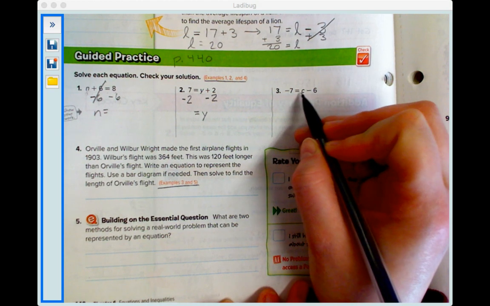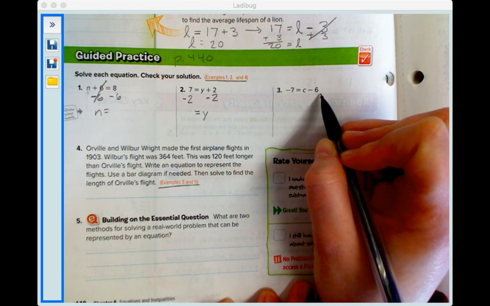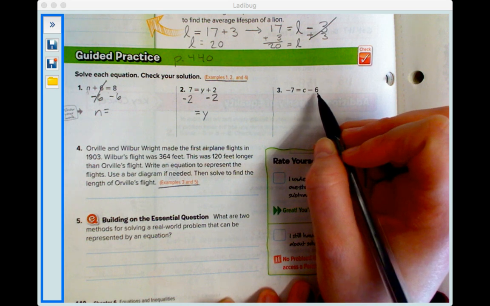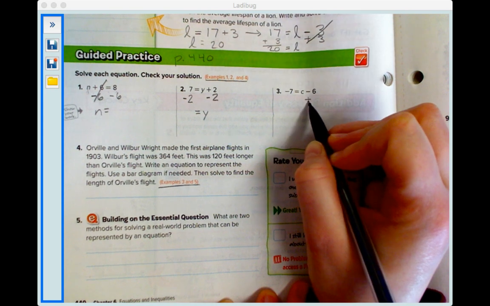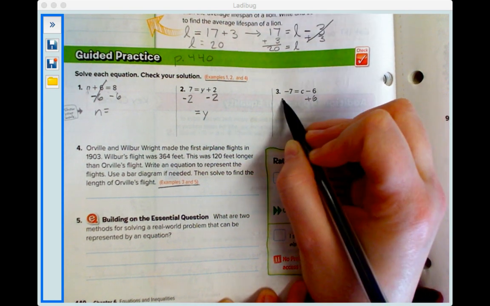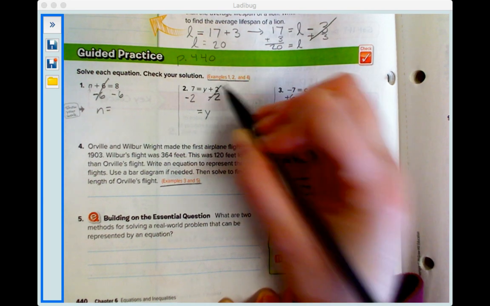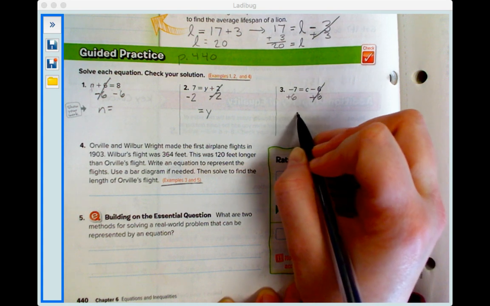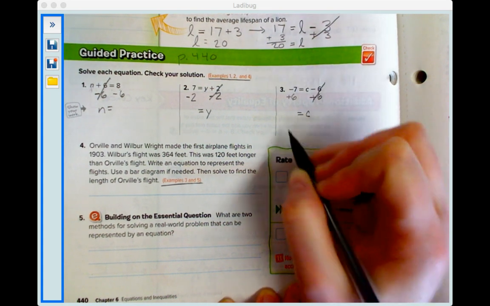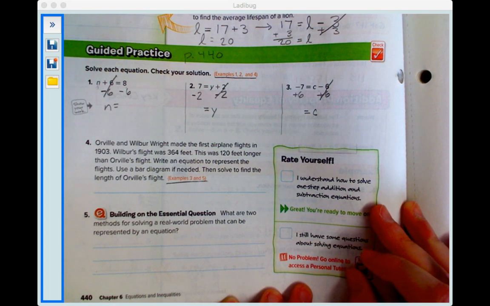Negative 7 equals c minus 6. This is a subtraction problem, so you must do the opposite to get rid of it. Minus 6, so you're going to plus 6 to both sides. You're going to cross them out. Negative 7 plus 6 equals c. Let us try number 4.